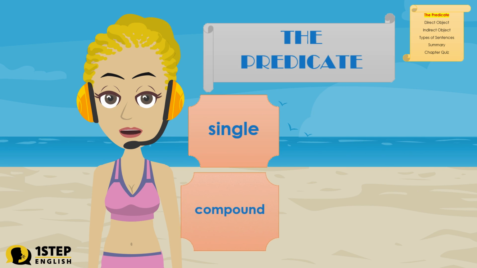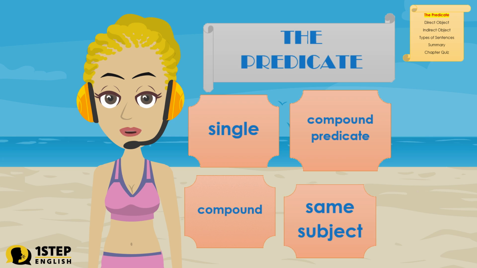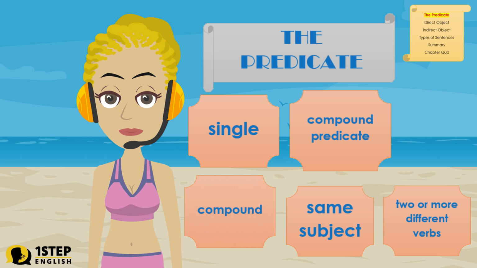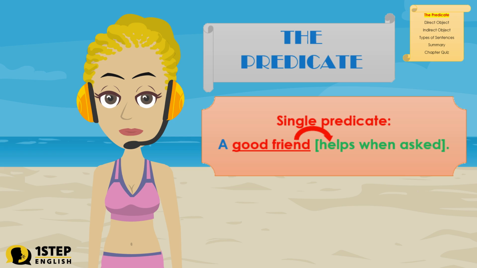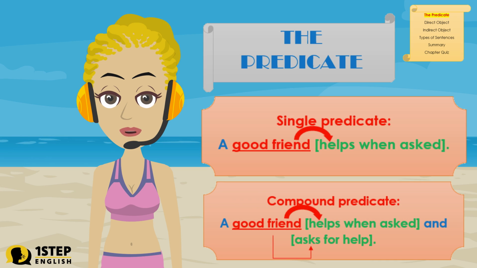Predicates can be single or compound. A compound predicate has the same subject for two or more different verbs. Look at these examples of single predicate and compound predicate. Single predicate. A good friend helps when asked. The subject is good friend. The predicate is helps when asked. Compound predicate. A good friend helps when asked and asks for help. The subject is good friend. The predicates are helps when asked and asks for help. The two predicates are joined together by the coordinating conjunction and.